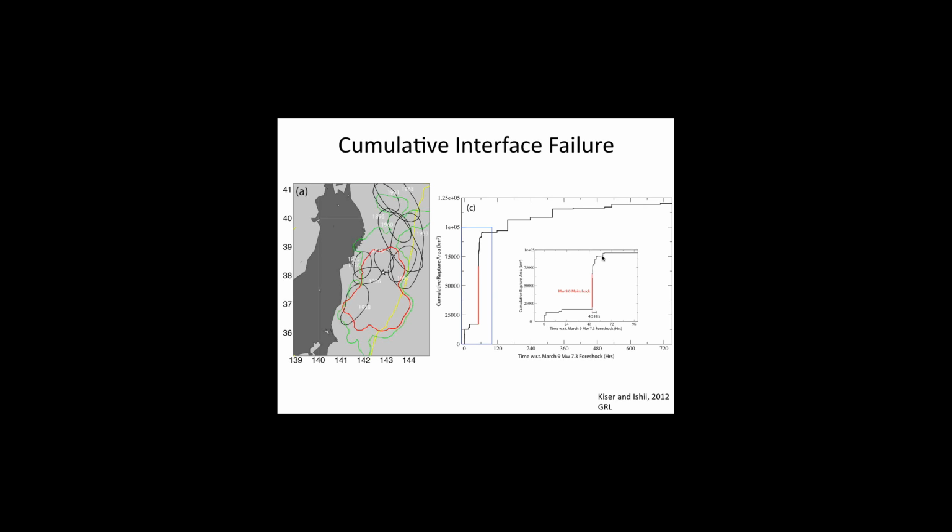This growth of the total failure of the interface is quite a bit different than other really large megathrust events in the past 10 years. For the 2004 Sumatra and 2010 Chile events, the aftershock distributions correspond pretty well to the rupture area of the main shock. So this is a unique aspect of this Japan earthquake.